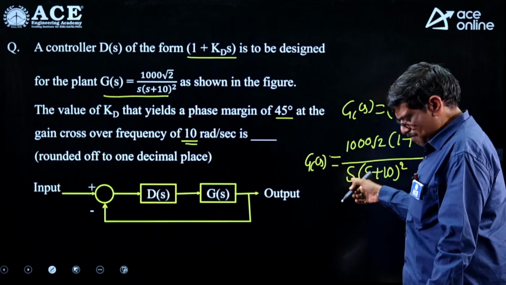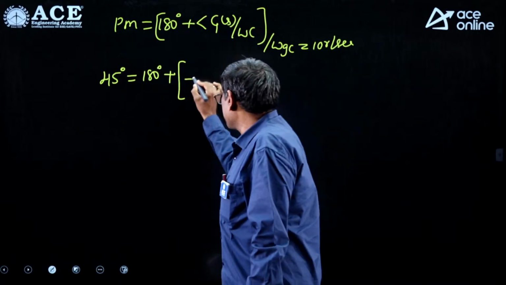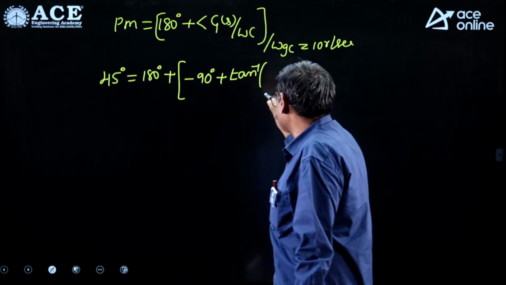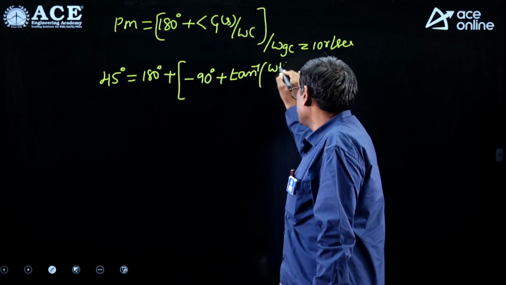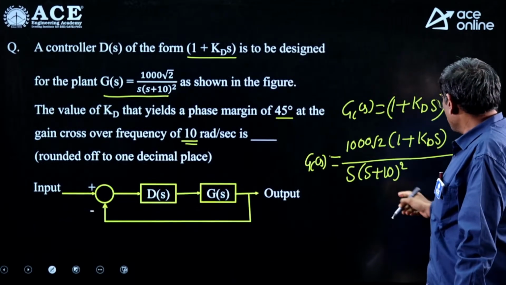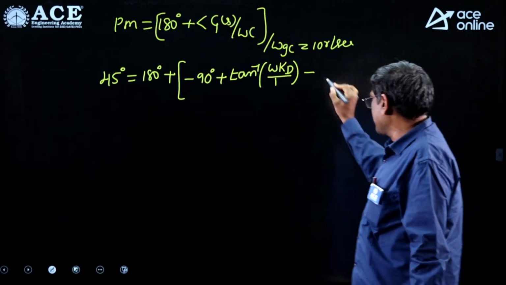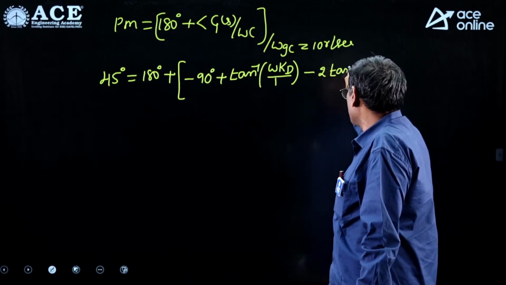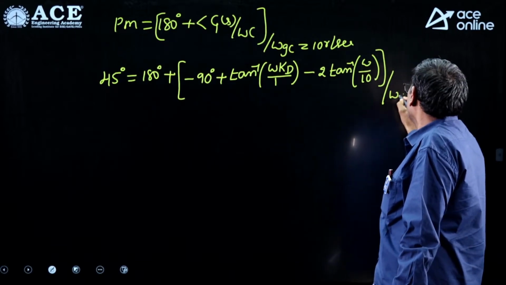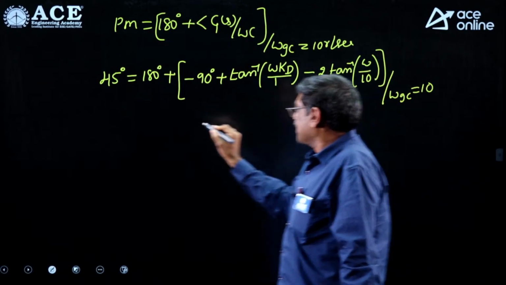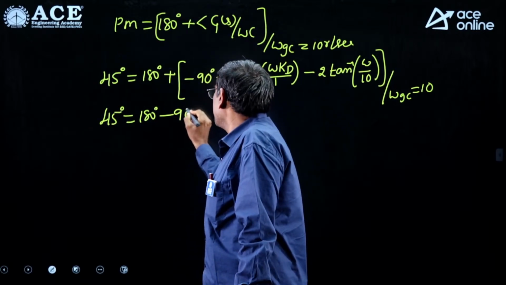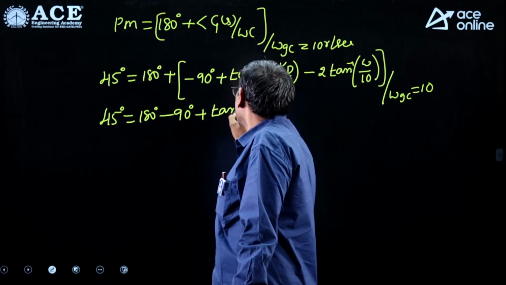For the pole it is minus 90, and for the PD controller plus tan inverse of omega Kd, replacing S by j omega, divided by 1, and here 2 poles at 10. That means I will get minus 2 times tan inverse of omega by 10. So at omega equal to omega gc equal to 10, 45 degrees equals 180 minus 90 plus tan inverse of omega Kd.